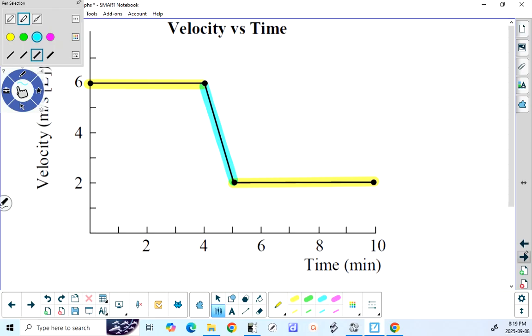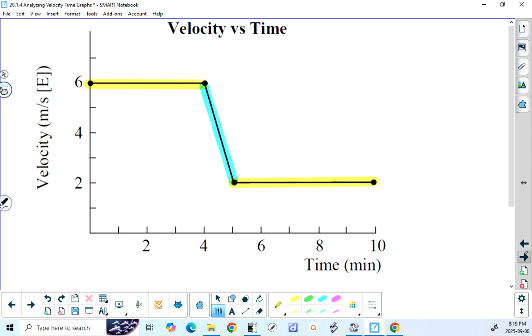Now, if you wanted to find the displacement during the first 4-minute period, it's uniform motion. You could use speed equals distance over time and find the distance. And you could do the same thing for the last 5 minutes. But you don't have a formula to determine the distance or displacement from the 4 to the 5-minute mark.